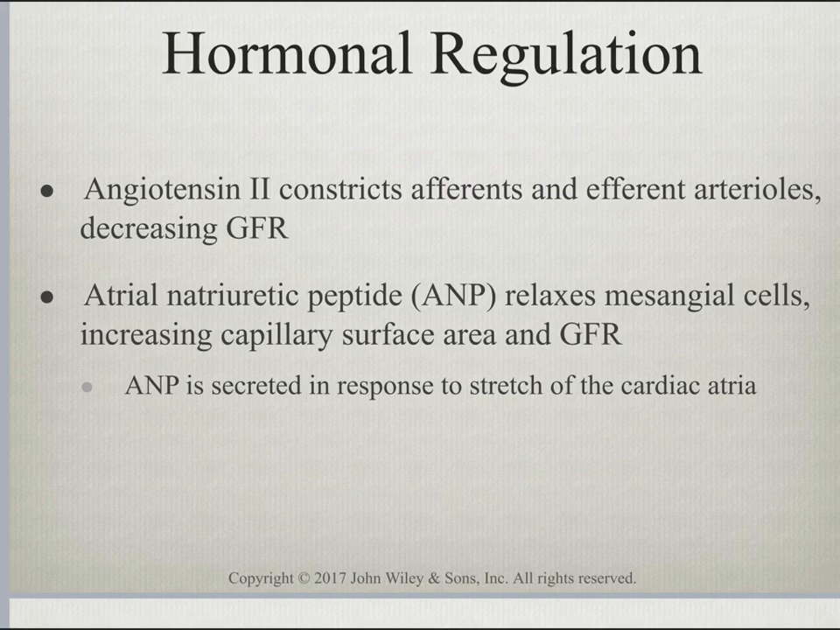Atrial natriuretic peptide, ANP. The job of ANP is going to be to relax those mesangial cells, ultimately increasing capillary surface area and increasing glomerular filtration rate. Let me ask, where does atrial natriuretic peptide come from? Well, the name kind of tells us. We're dealing with the atria of the heart. So ANP is going to be secreted when we detect overstretch of the cardiac atria.